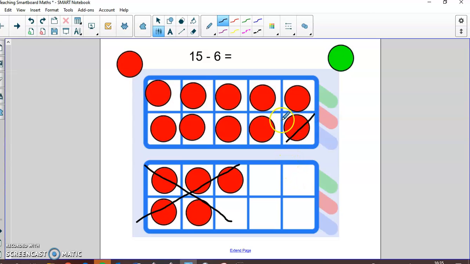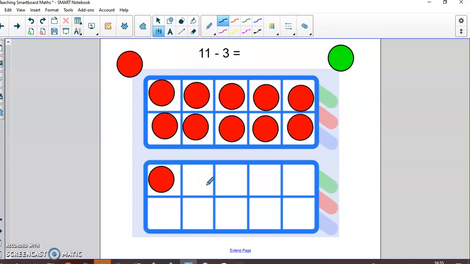And we just need to take 1. So take away 5 and a 1 is 6. So that shows our answer is 9 counters remaining. 15 take away 6, we took away 5 and took away 1 to get 9.